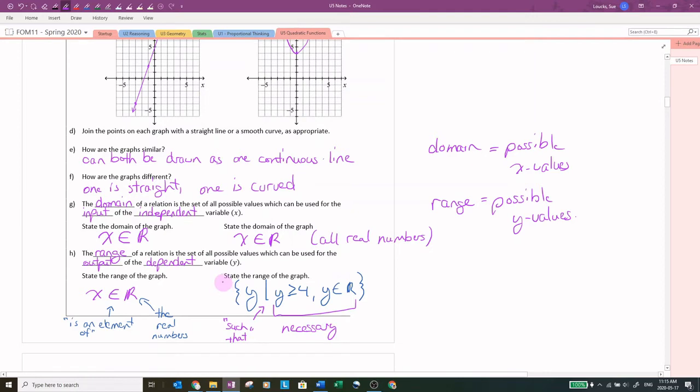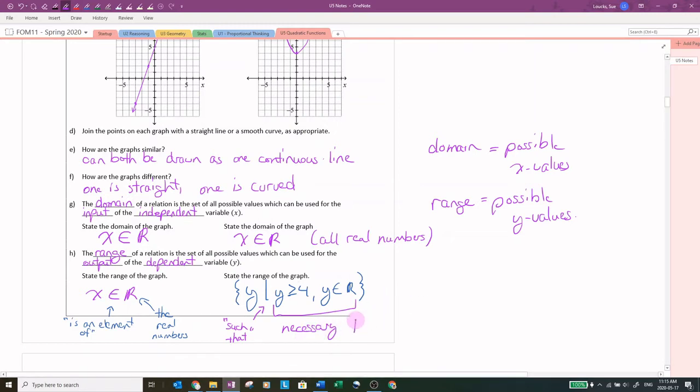Okay. The answer, the range of the graph, is y such that y is greater than or equal to 4, and a comma which says and. y is an element of the real numbers. So in this case, the range is all real numbers that are greater than or equal to 4. Okay, and you need both of these.